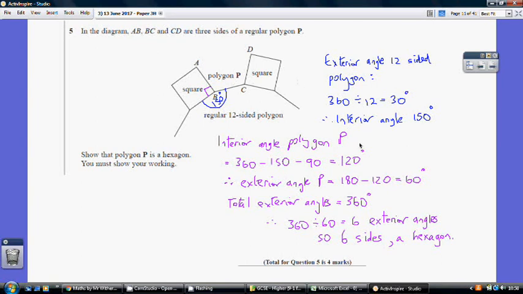So we've established that each exterior angle of this polygon is 60. Now back to what we said at the beginning, for regular shapes the total of the exterior angles is 360. We've just established that each of its exterior angles is 60. So 360 divided by 60 is 6. So we've got 6 exterior angles. So 6 exterior angles must mean 6 sides, and therefore it's a hexagon.